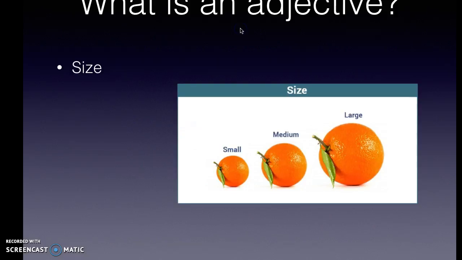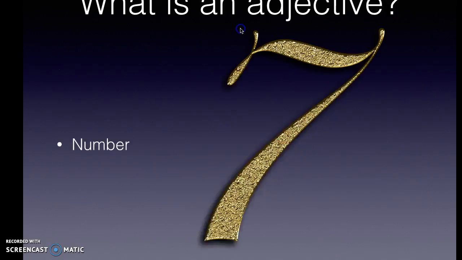An adjective can be used to tell about size. In this picture, there is a small orange, a medium orange, and a large orange. An adjective can describe number. There could be 7 basketballs.